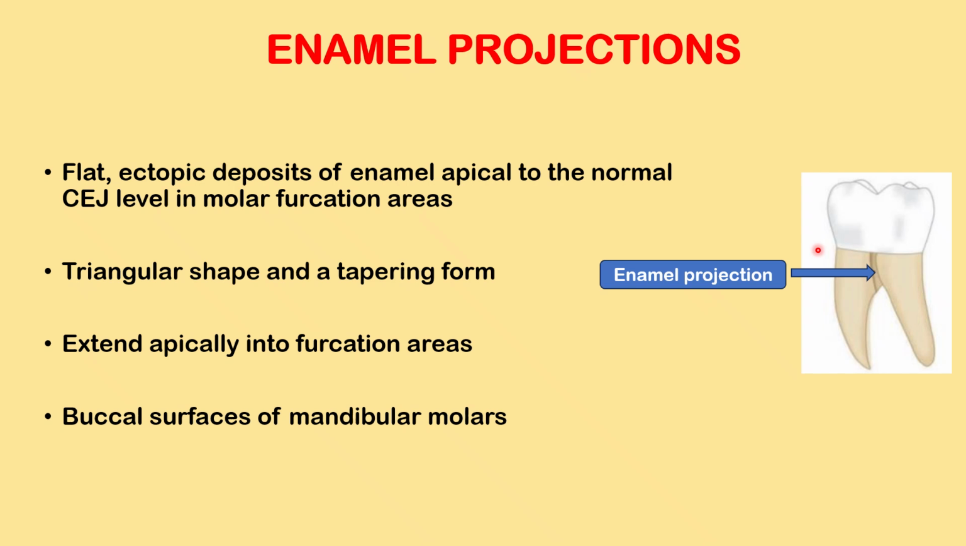Next we have the enamel projections. Enamel projections are flat enamel deposits that appear below the normal level of the cemento-enamel junction, typically in the furcation areas of molars. They have a triangular tapering shape and extend apically into the furcation. They are most commonly found on the buccal surfaces of mandibular molars. Their abnormal position and shape can interfere with proper PDL attachment, so they can interfere with periodontal disease management.